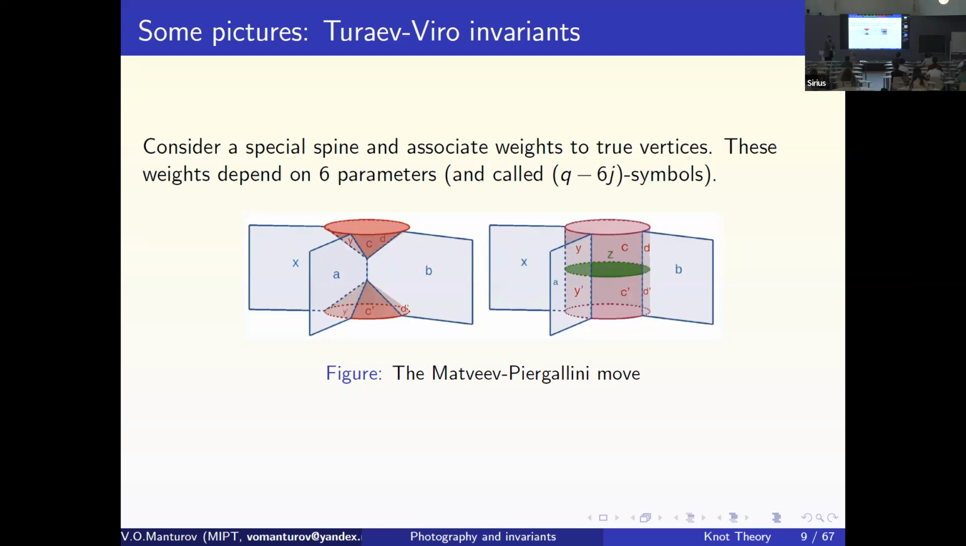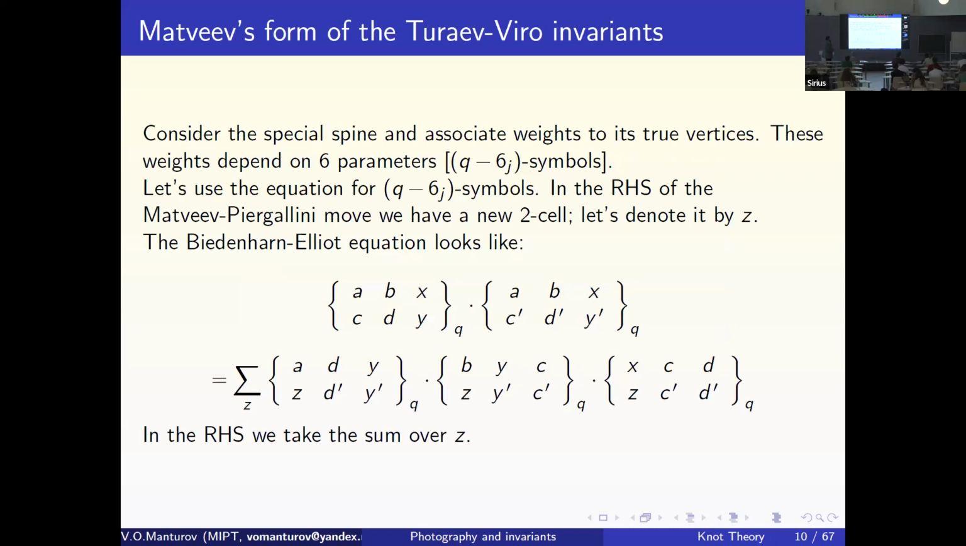Of course, for Matveev-Piergallini, we should say that we deal with special spines. This is not quite dual to the triangulation. We should take a manifold without a ball. We can say that there is only one vertex, but these are minor things. So the main thing is that we are looking for a solution to the Pachner move, or to the Matveev-Piergallini move. And we get some equations.